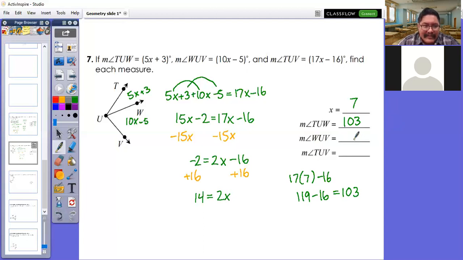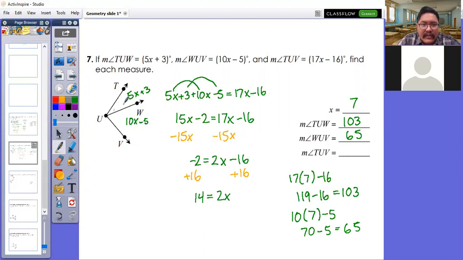Let's go ahead and go to the next one. WUV. That's going to be this one here, so I'm going to plug that in. 10x minus 5, and we know x is 7. This looks like it should be an easy one. We just got 70 minus 5, because 10 times any number is just going to be, sorry, 65. So in this case, we got 65.